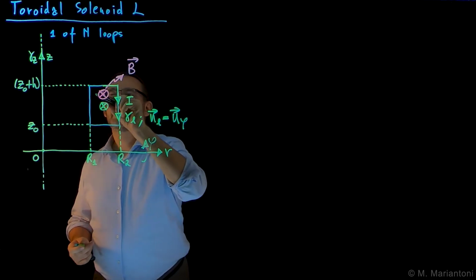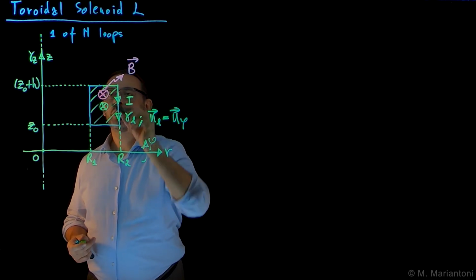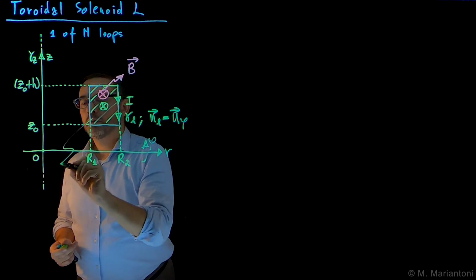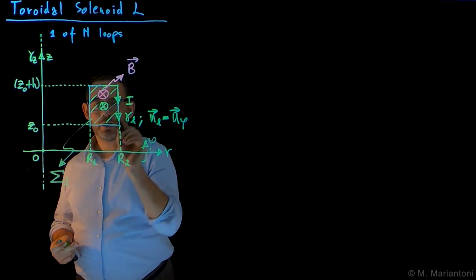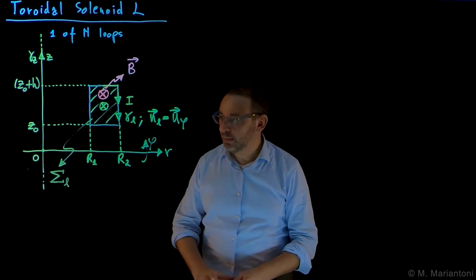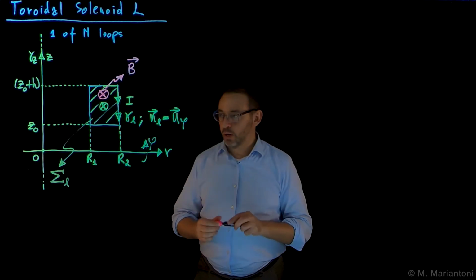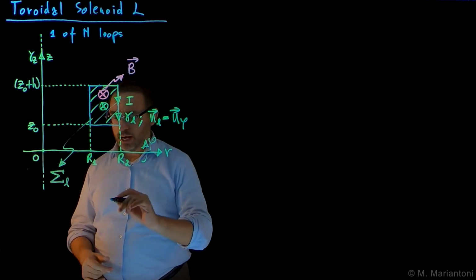This area, which has gamma L as a border, we call it capital sigma L, and is an open surface across which we want to calculate the flux of the magnetostatic field B. Okay, so just to simplify, to show in brief here what it will look like in general.